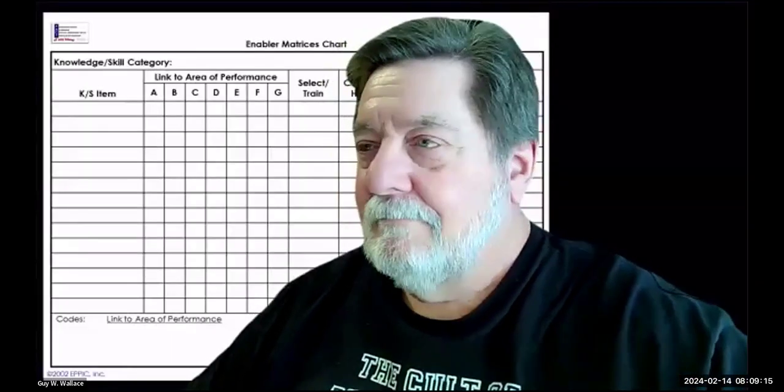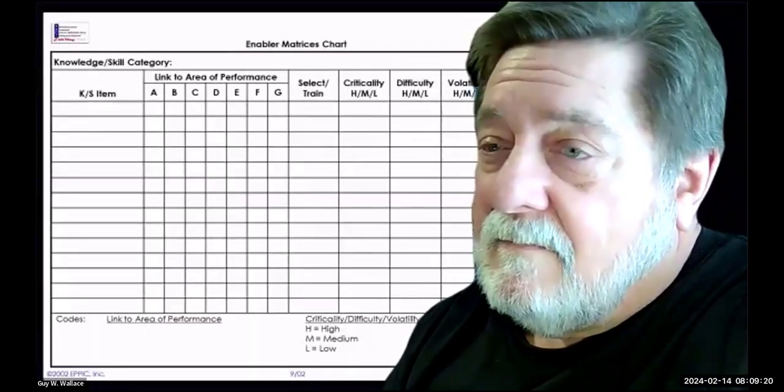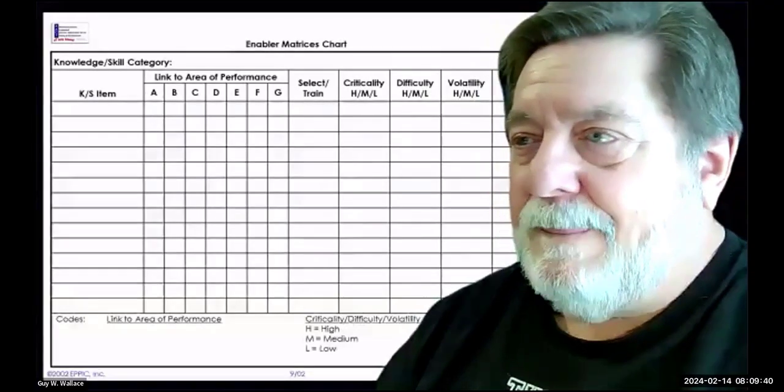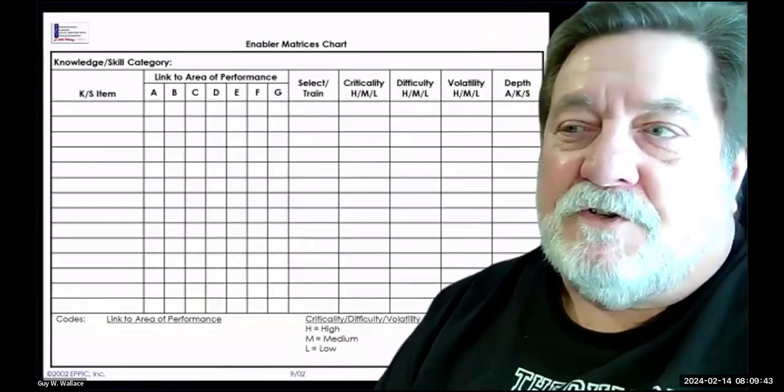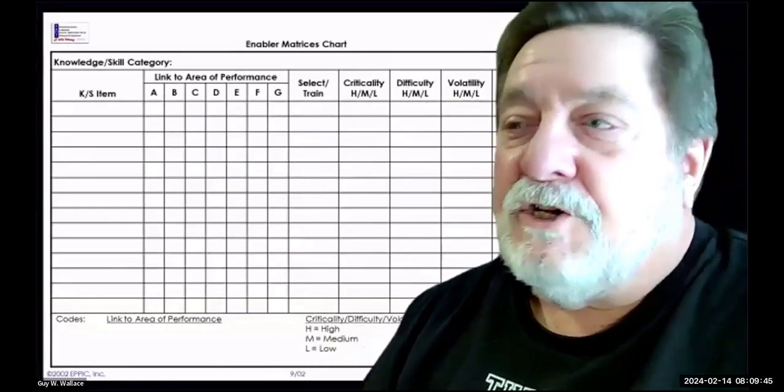In the matrix that you have behind you, there's this first column called select and train. My question is about the difference between the selection process and the training process, because I'm not sure if I understand. Is it about picking the means of learning, of which you have four? Well, so the selection versus training: we're in a knowledge and skill category.